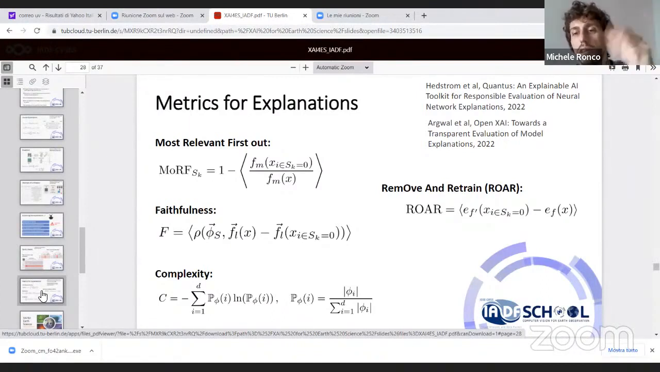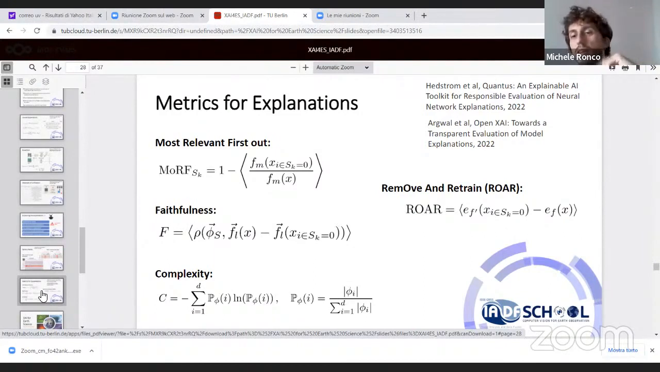And so what is discussed in the ROAR paper is that, in Morph or in the faithfulness, the difference that we observe in the output is not only due to the fact that we have removed some important feature, but also to the fact that we have changed the distribution of the input data. So it's not really fair to compare the models when we remove some of the features. And so they say, okay, if we retrain the model, then in the end we are comparing in a more fair way whether these dimensions are relevant or not, because the possible effect of the distribution shift has been taken into account, since the model has been retrained on the new perturbed data.